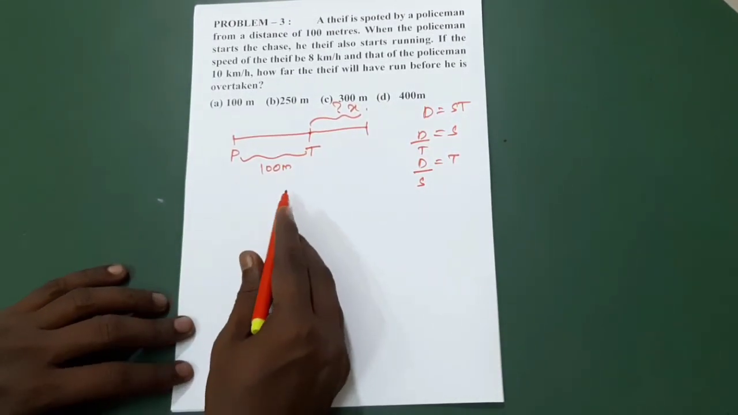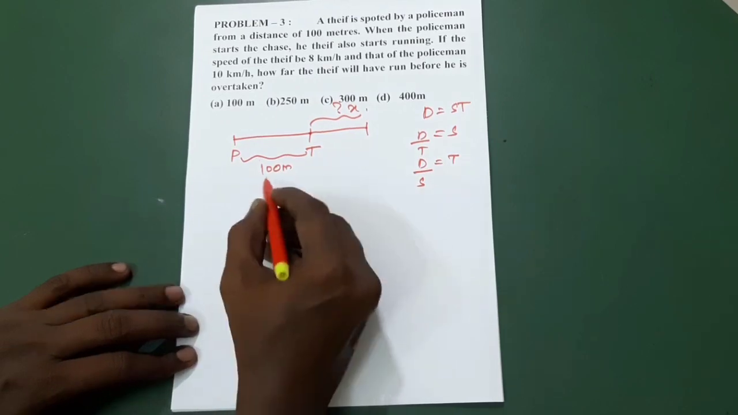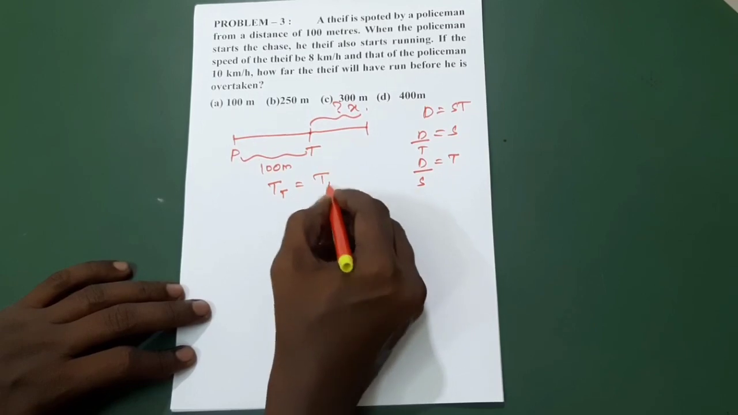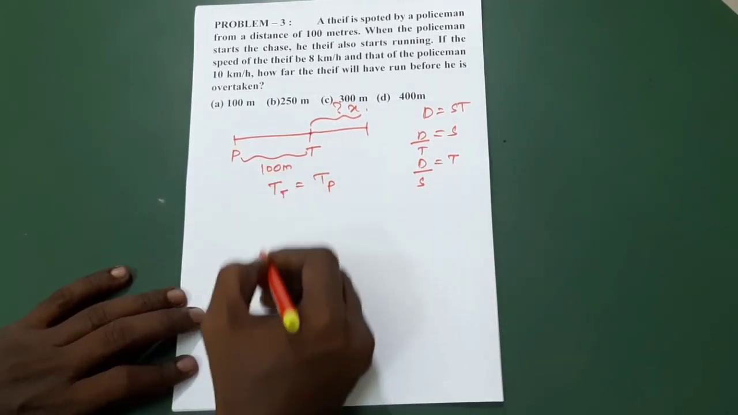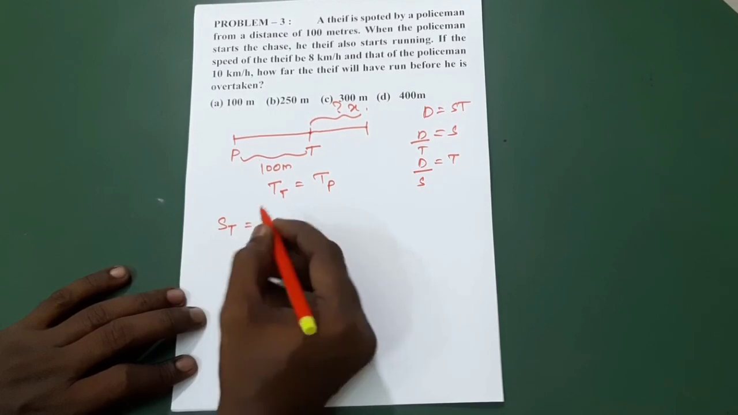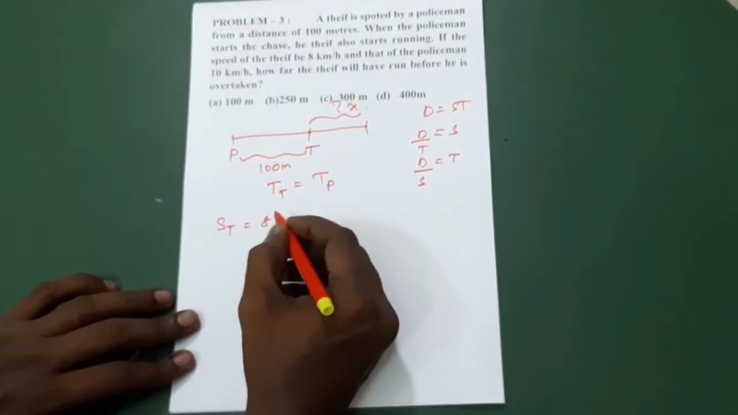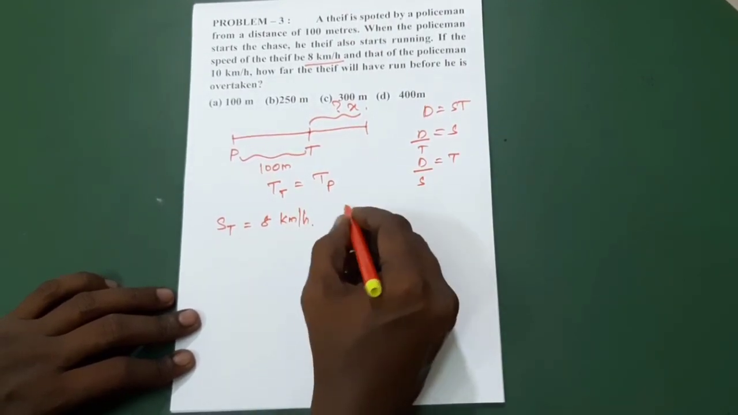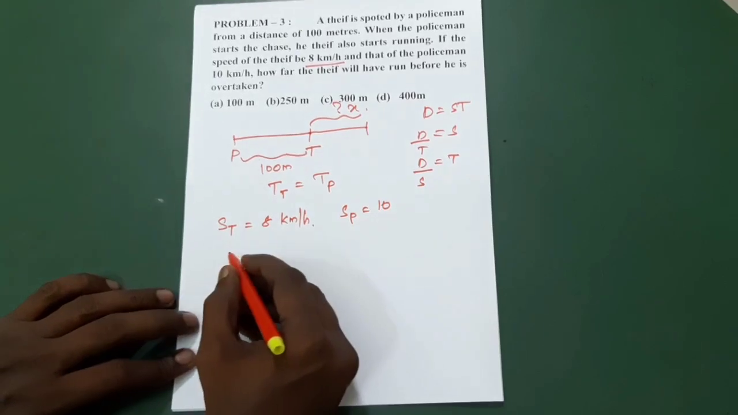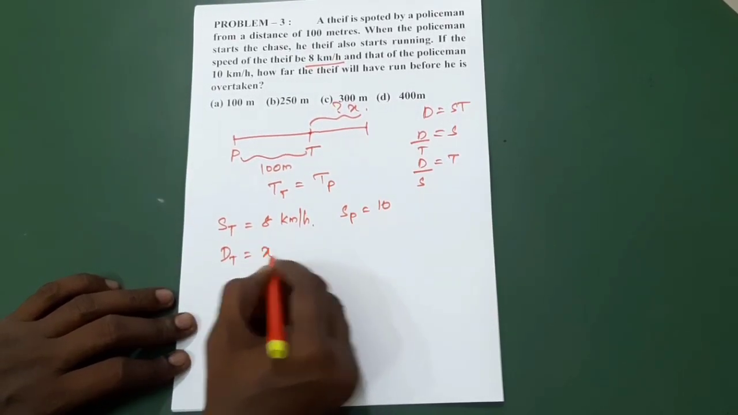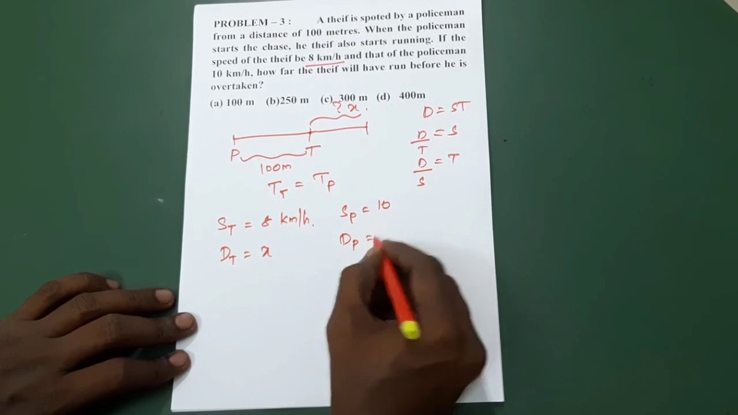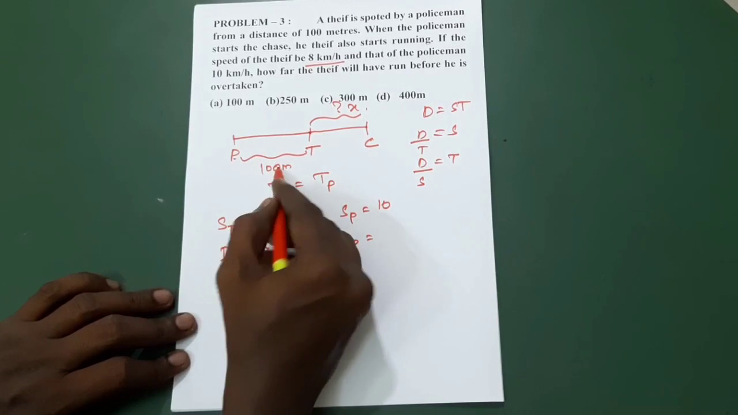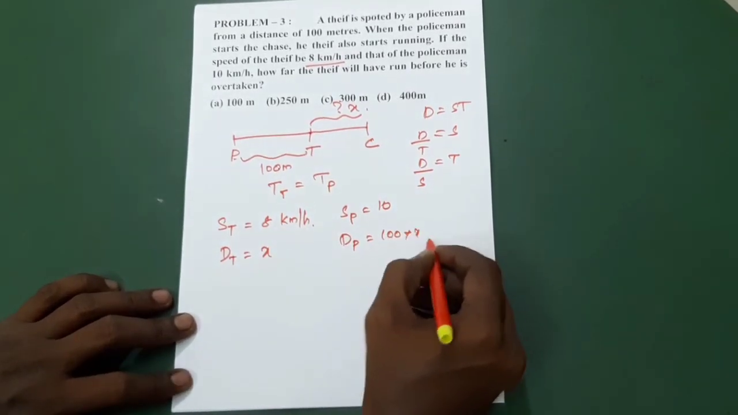So what type of problem is this? The same time. So time of the thief is same as time of the police. Here the speed of the thief is 8 km per hour. The speed of the police is 10. The distance of the thief is x, and what is the distance of the police from this point to this point? This is the catching point. So it is 100 plus x.